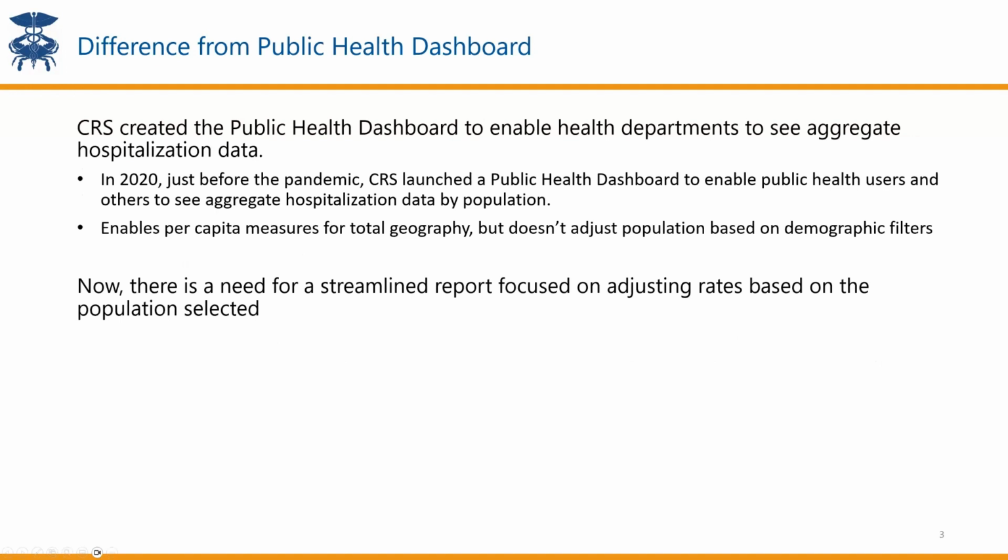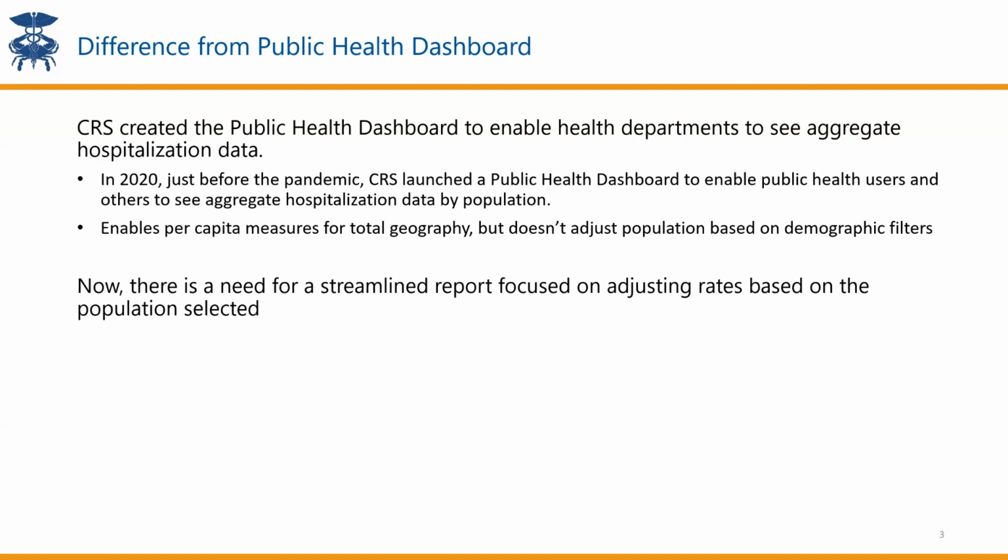Okay, so if you're familiar with CRS offerings, you might be asking, how is this any different from what we already have access to in the Public Health Dashboard? The Public Health Dashboard has been a really useful tool for a lot of people to enable health departments and others to see aggregate hospitalization data. These enable per capita measures for total geography. But if you've ever tried to look at disparity-based indicators or look at trends over time by race, it's a little bit challenging because the denominator actually doesn't change. You don't get a population adjusted for whatever demographic you're looking at.